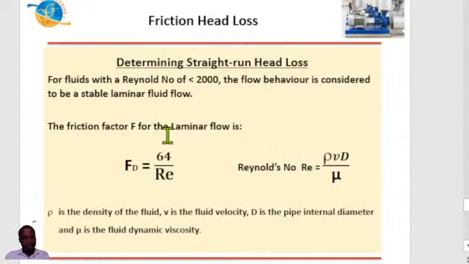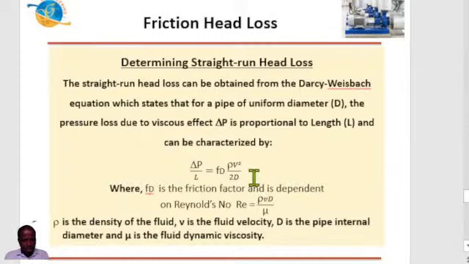Now, with the friction factor FD that you have obtained, the density of the fluid, velocity, and the pipe internal diameter, you can obtain the pressure loss due to viscous effect in terms of delta P, which will be your straight run head loss.